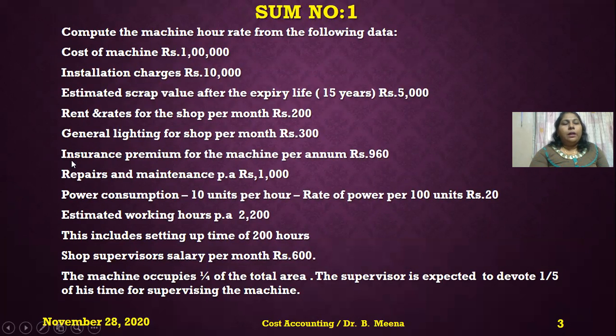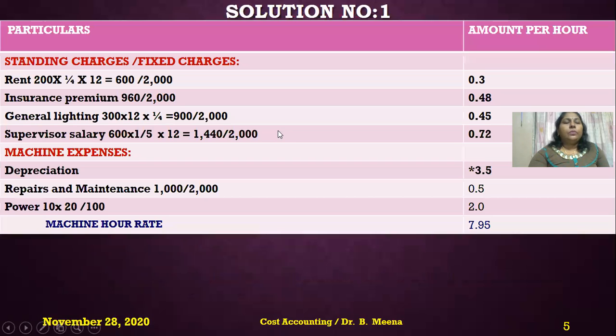Next is general lighting. So general lighting for the shop per month is 300. So 300 again into 12. First I will do into 1 by 4 into 12. Then I'll get 900 rupees for the machine per annum, divided by 2000. Then I'll get 0.45. Same thing as I explained for rent.